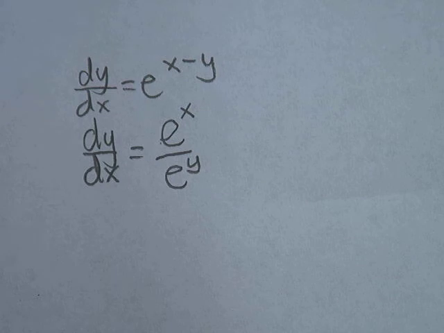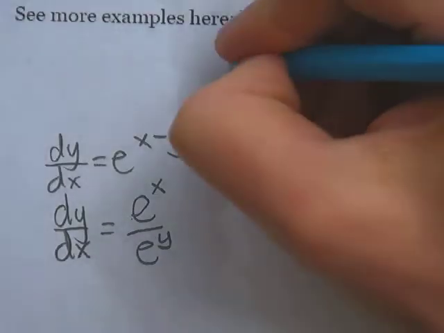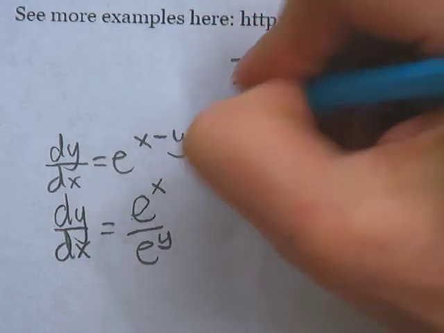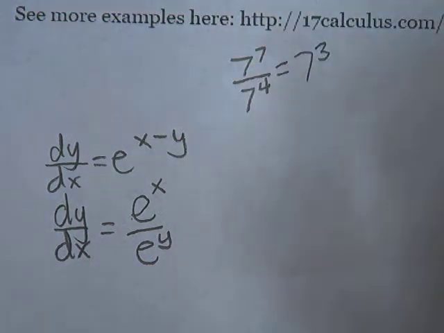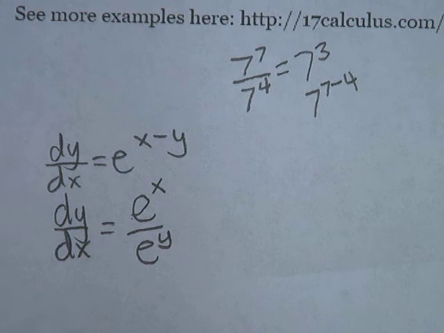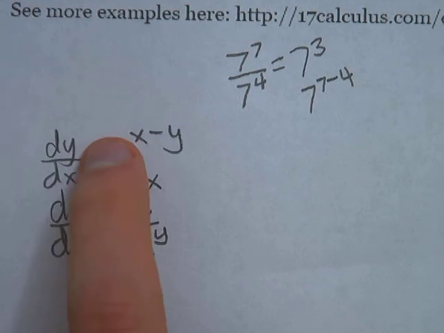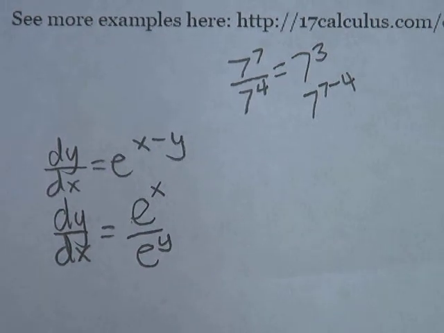This is one of those rules back from Algebra 1. If you need an example of this, 7 to the 7th divided by 7 to the 4th is 7 to the 3rd because we subtract their powers. So we could write this as 7 to the 7 minus 4. In a similar way, 7 to the 7 minus 4 equals 7 to the 7th over 7 to the 4th. So that's what's going on here.